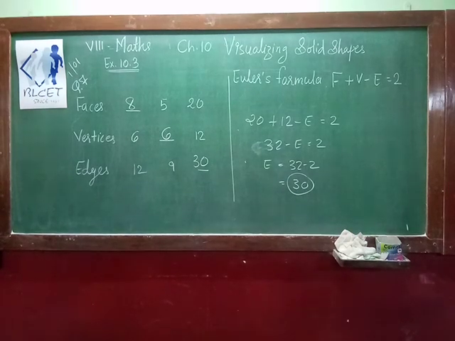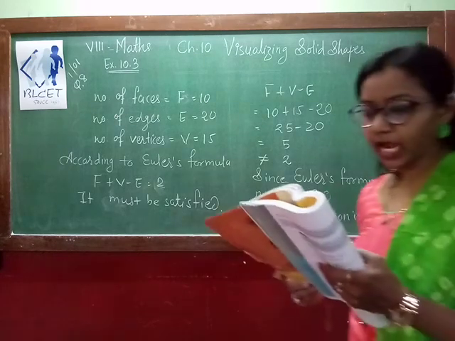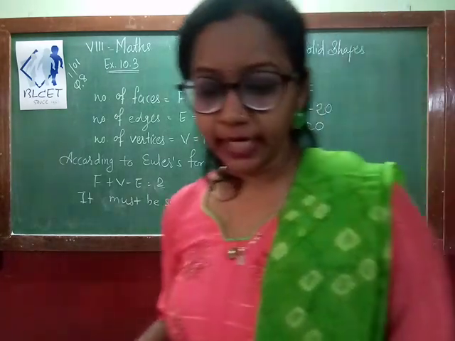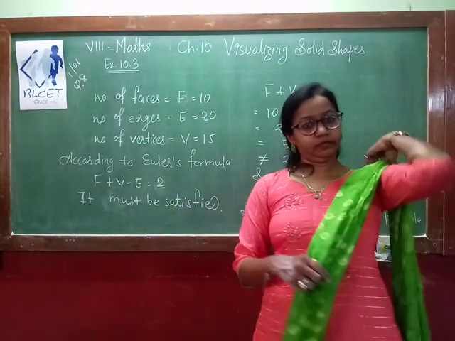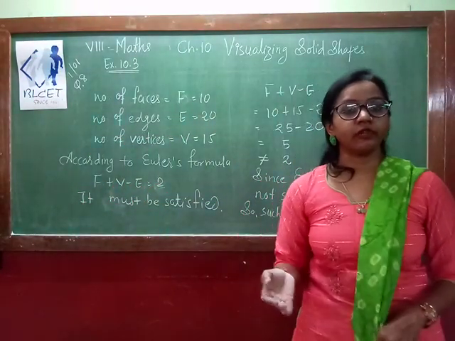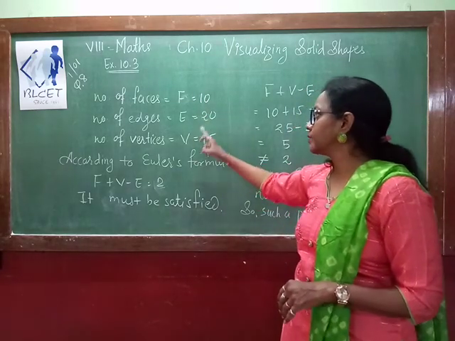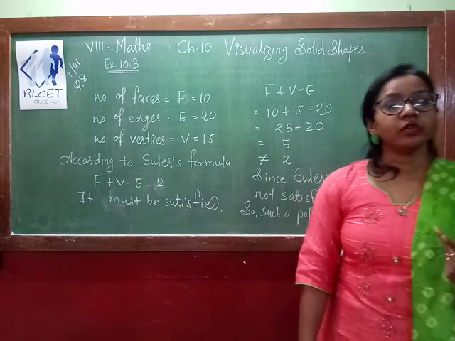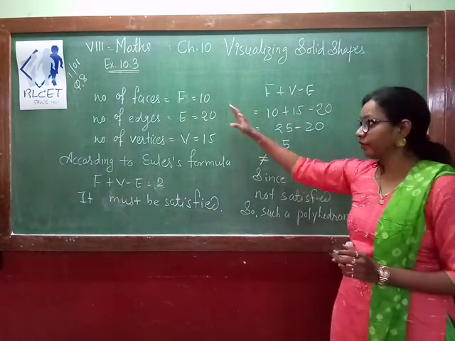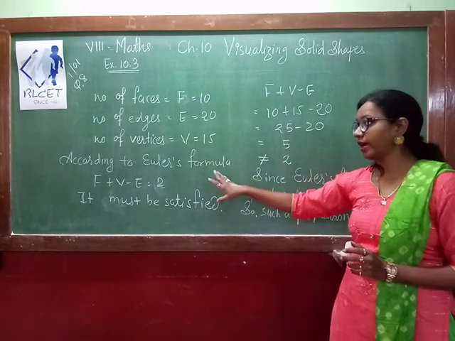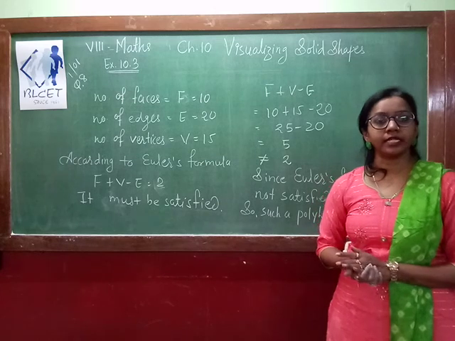See the last question, question number 8. Can a polyhedron have 10 faces, 20 edges and 15 vertices? So the question is, is it possible to form such a polyhedron in which the number of faces is 10, edges 20 and vertices 15? We have already learned about Euler's formula. Only if the values given for faces, edges and vertices satisfy Euler's formula can we say that such a polyhedron is possible.